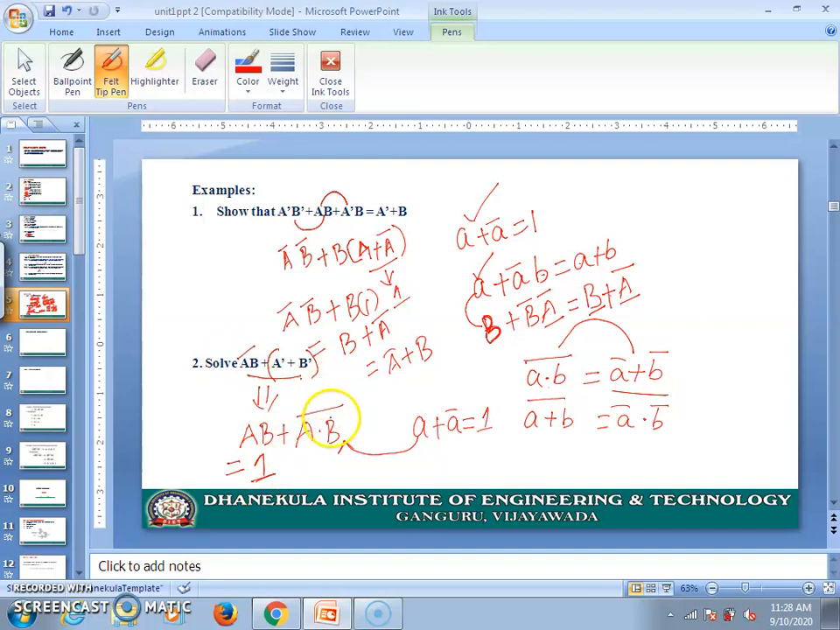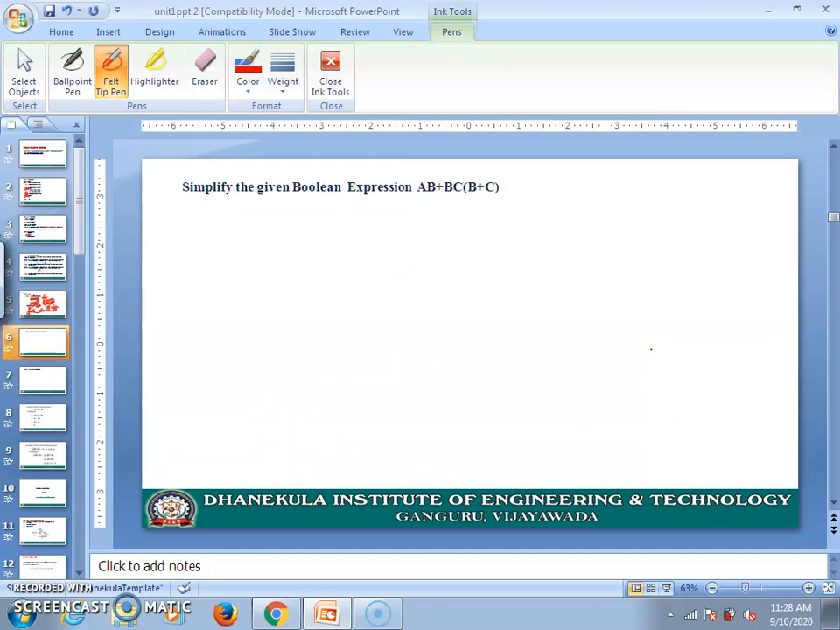Here in the first step we are using De Morgan's theorem, and in the second step we are using the OR law. A plus A bar is equal to 1, and the De Morgan's theorem used is A dot B whole bar is equal to A bar plus B bar. So this is the way you have to apply Boolean laws and De Morgan's theorem for simplification. First you have to identify each and every term for the presence of common variables.